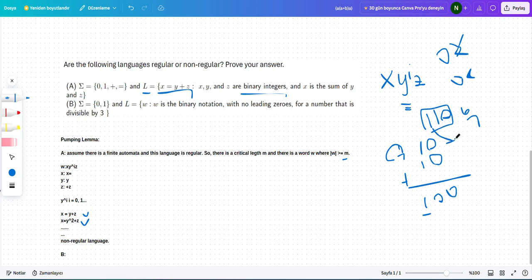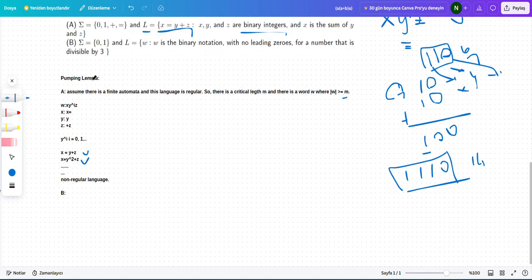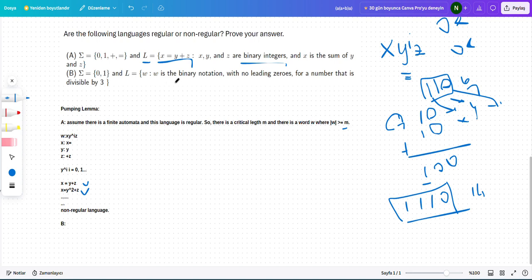And if we say 1 is x, 1 is y, and 0 is z, and we pump y more, for example, this kind of number becomes 8 plus 4 plus 2, which is 14, which is not divisible by 3. So our pumping lemma rule is not satisfied, so it becomes a non-regular language. B is becoming a non-regular language with the basic word 6.